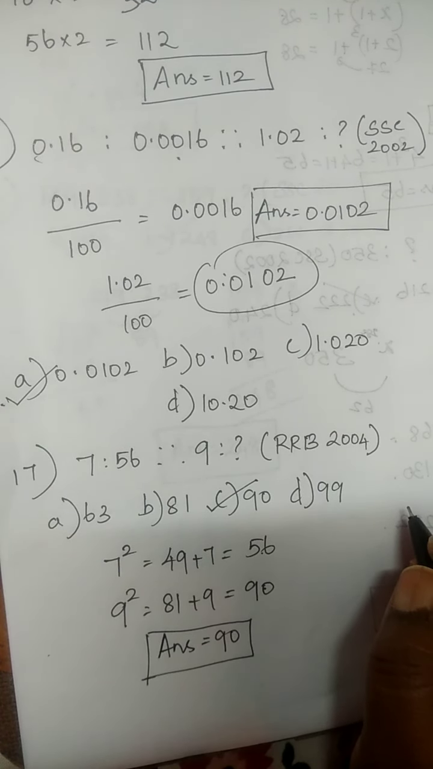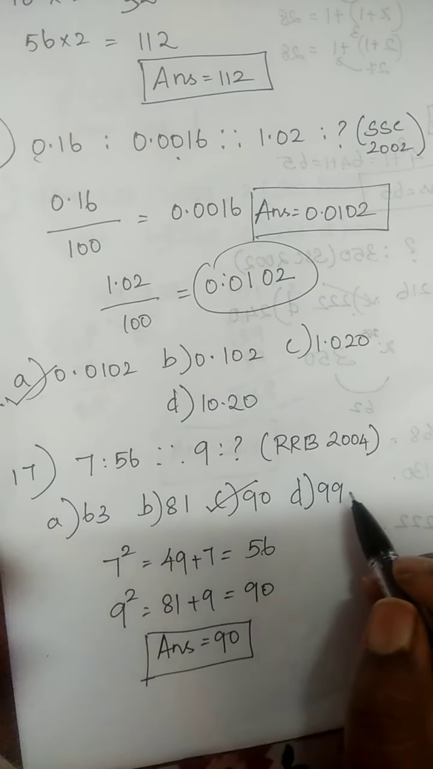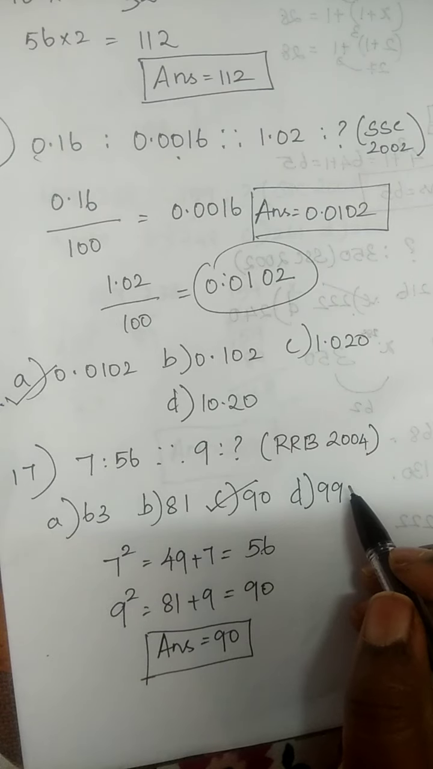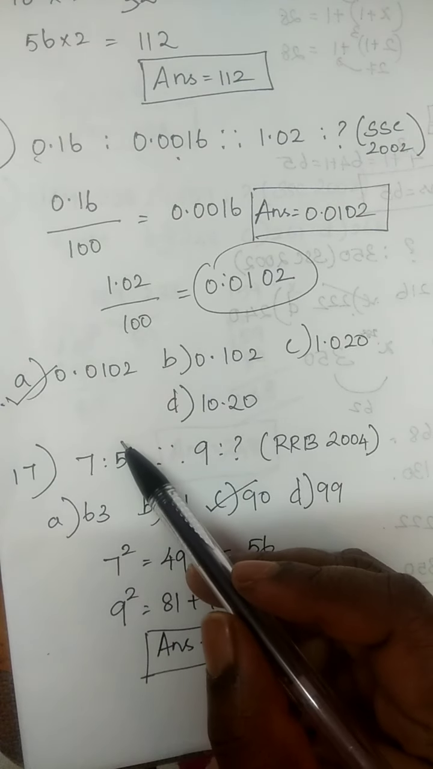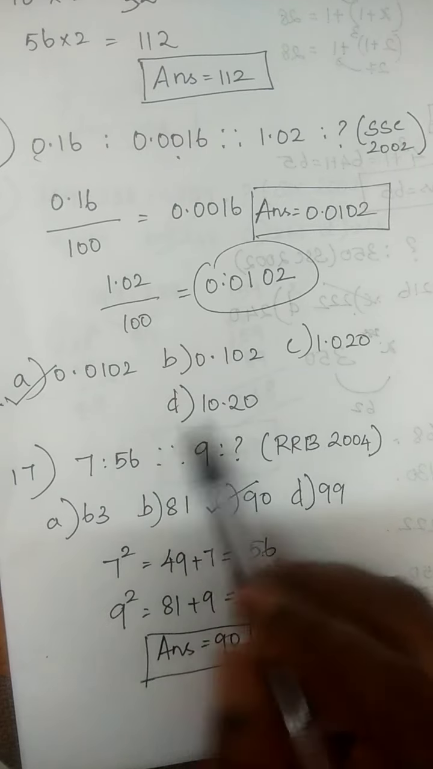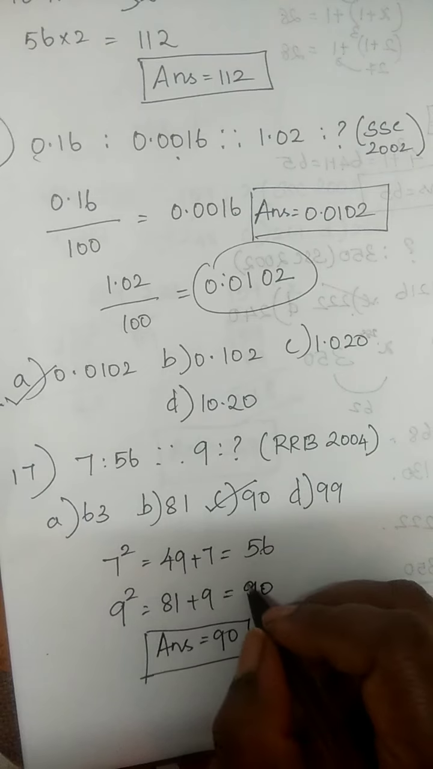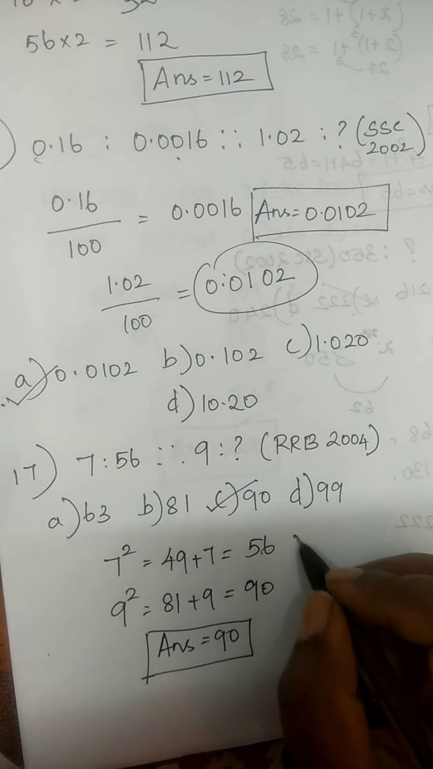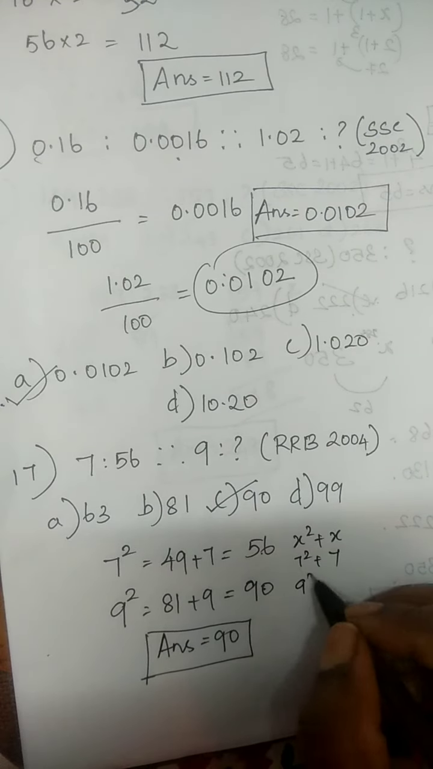So we have to think about it. On seeing 7 into 8, 9 into 8 is 72, but 72 is not present in the options. How can I derive the sum? How can I finish the sum? You have to think about the relationship between 7 and 56. How can we get 56 without multiplying by 8? You have to think about that. So this is the clue behind this: x square plus x. That means 7 square plus 7 and 9 square plus 9.